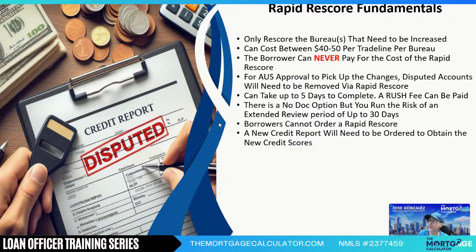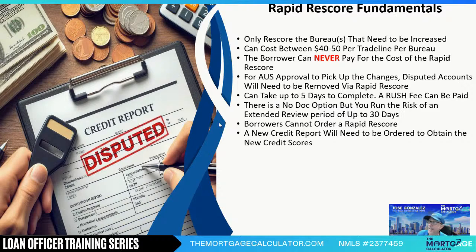And this is very important because the cost for a rapid rescore is anywhere between $40 to $50 per trade line per bureau. $40 if you're doing the regular process, $50 if you're doing it as a rush. Now, this is important because let's say you have to rescore 3 credit cards or 4 credit cards, and that's 4 times 40, that's $160 for one bureau, right? If you do all 3 bureaus, that's $480. Maybe you didn't need to do them all, or if you only need 2 bureaus, that's $320.